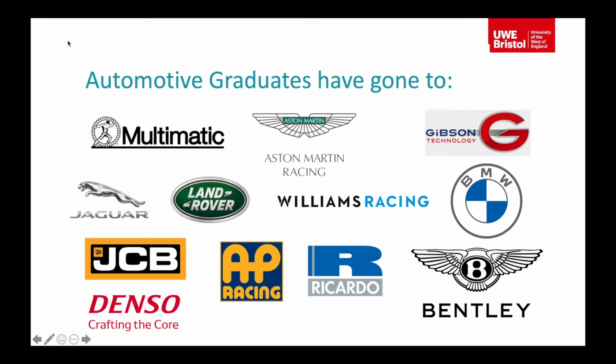Now, clearly, at the end of your program, you'll be looking for an engineering job, and these are some of the more well-known companies where automotive graduates have gone to. So, clearly, there's some big names here: Aston Martin Racing, BMW, Jaguar Land Rover. There's a big name: JCB, Bentley, Ricardo, as I mentioned earlier. Williams Racing. We've had students that enter the F1 industry.